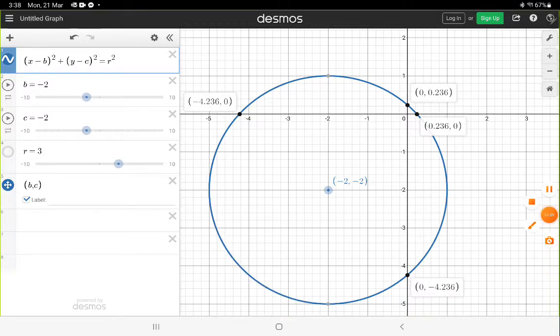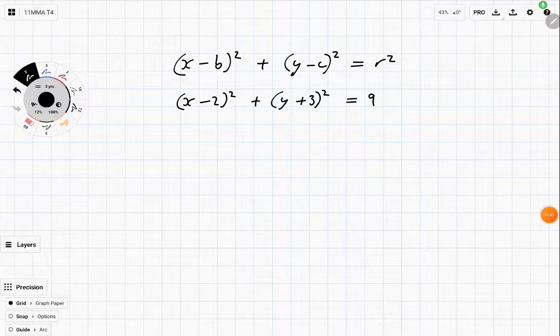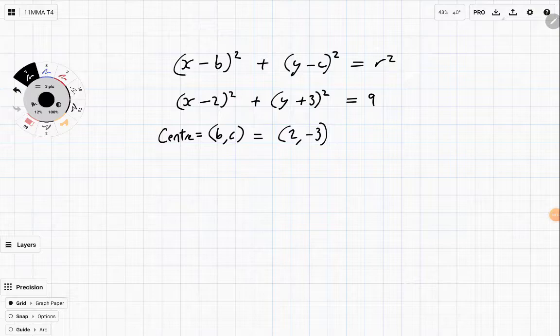Alrighty, so let's have a look at this one. So the first thing we need to know is b, c. And remember, we switched the signs of both. So we're going to get b, c, which is our center, is going to be equal to (2, -3). Notice both of them switched signs. Alrighty, so that's our center. And in this case, our radius is going to be the square root of 9, because remember, 9 could be written as 3 squared. So the radius itself is 3.